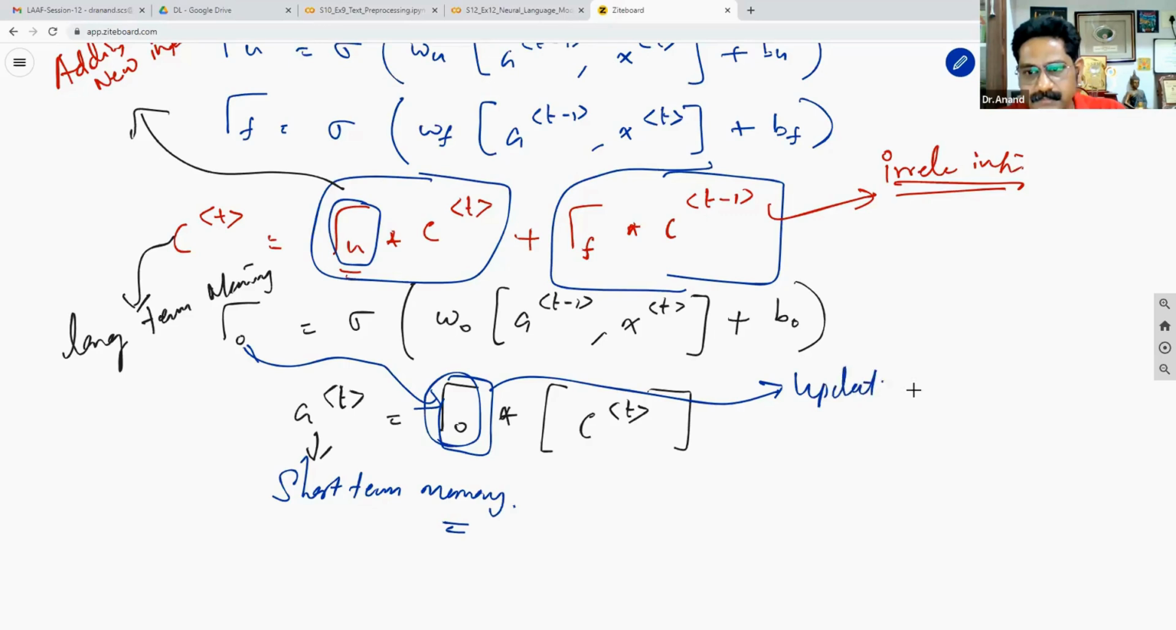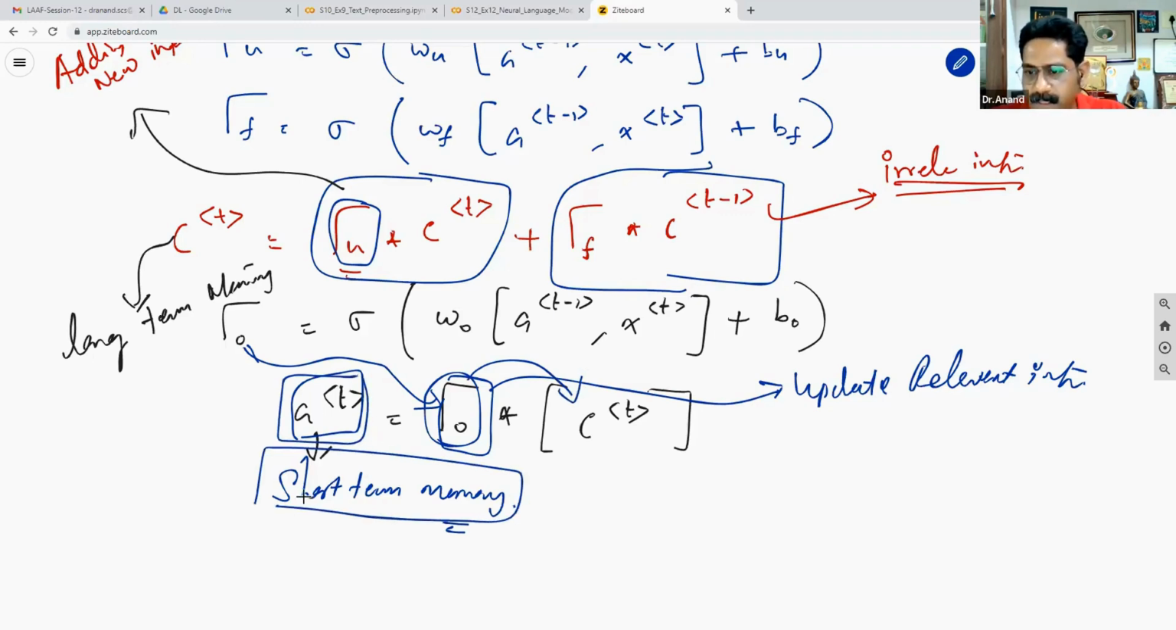update relevant info. Here we are just adding the new info, and this is once again scaling your C of t at the end. The scaled version of the C of t, we are updating this as A of t, because you are using only C of t. That is why your A of t portion is called a short-term memory here.